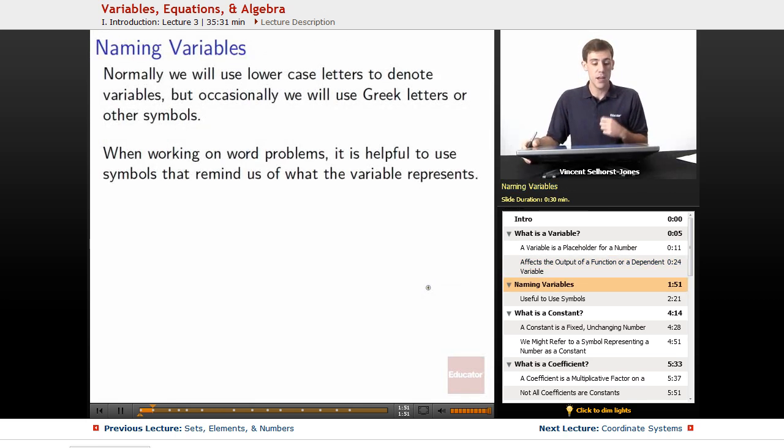Great. We can name variables any symbol that we want. Normally we're going to use lowercase letters to denote variables, but occasionally we will use Greek letters or other symbols. When we're working on word problems, we want to choose what letter or maybe other symbol we use based on something that helps us remember what it is representing in this word problem. What am I using this variable to get across? There are a lot of them that we regularly use, and so we'll get an idea of what they are.